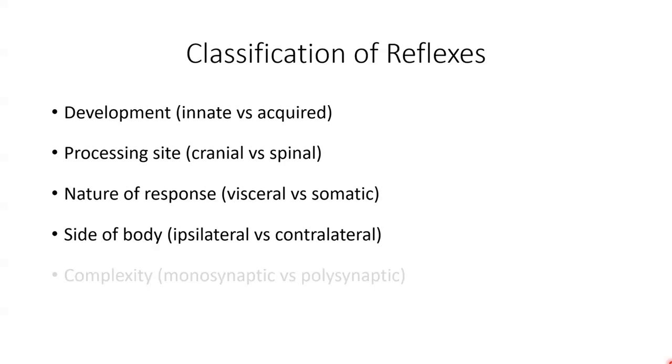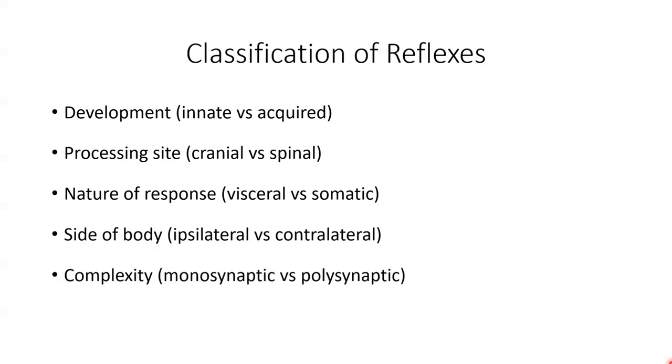Reflexes can be classified based on whether they involve one side or both sides of the body. So an ipsilateral reflex involves a sensory receptor and a motor neuron and effector on the same side of the body. A contralateral reflex will involve a sensory receptor and sensory neuron on one side of the body and a motor neuron and an effector on the other side.